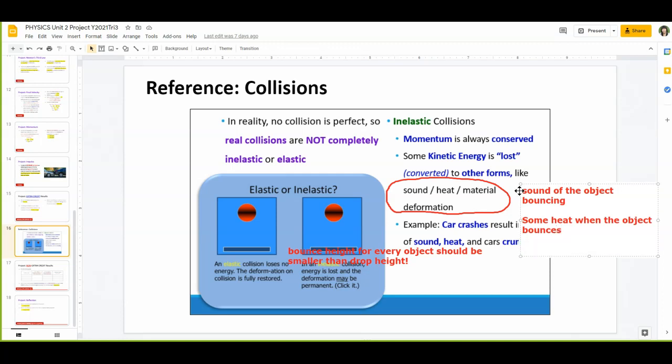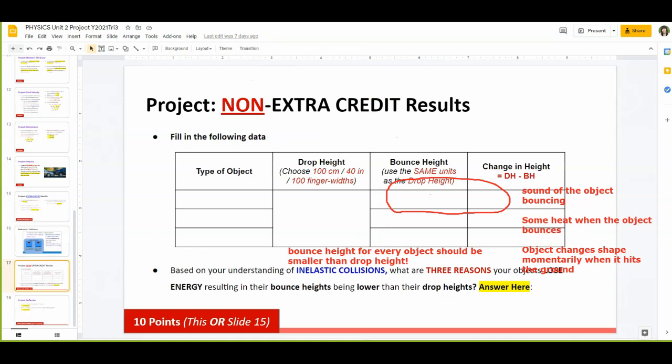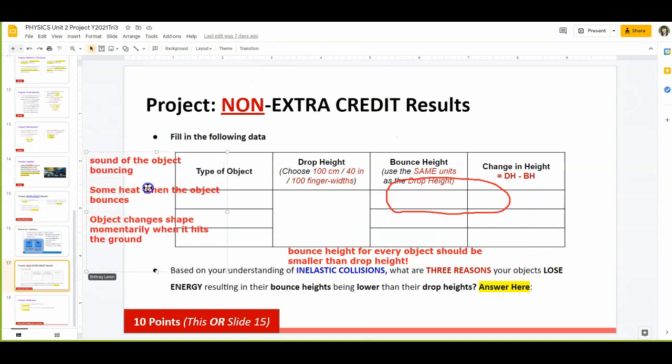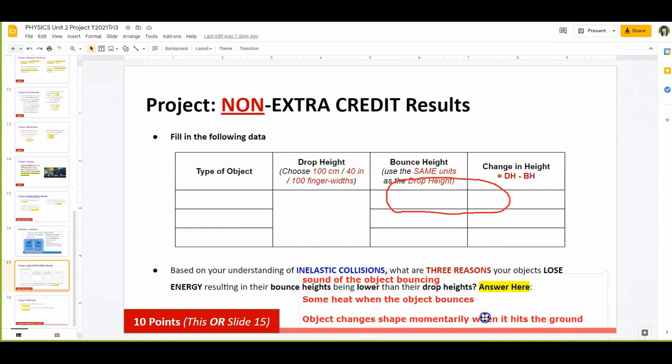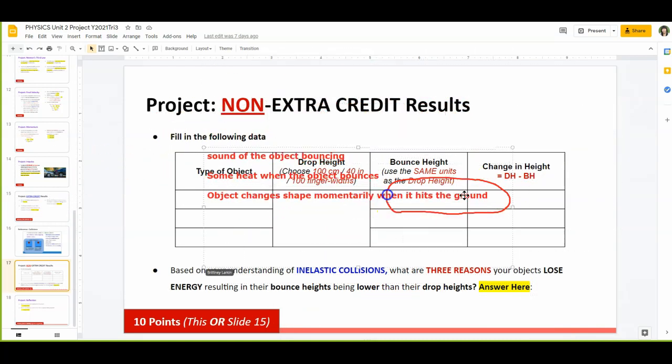And then finally, the material deformation. The object changes shape momentarily when it hits the ground. All right, so those are all reasons why the bounce heights are lower than the drop heights, and you can feel free to copy these because these are things that we defined in class together.